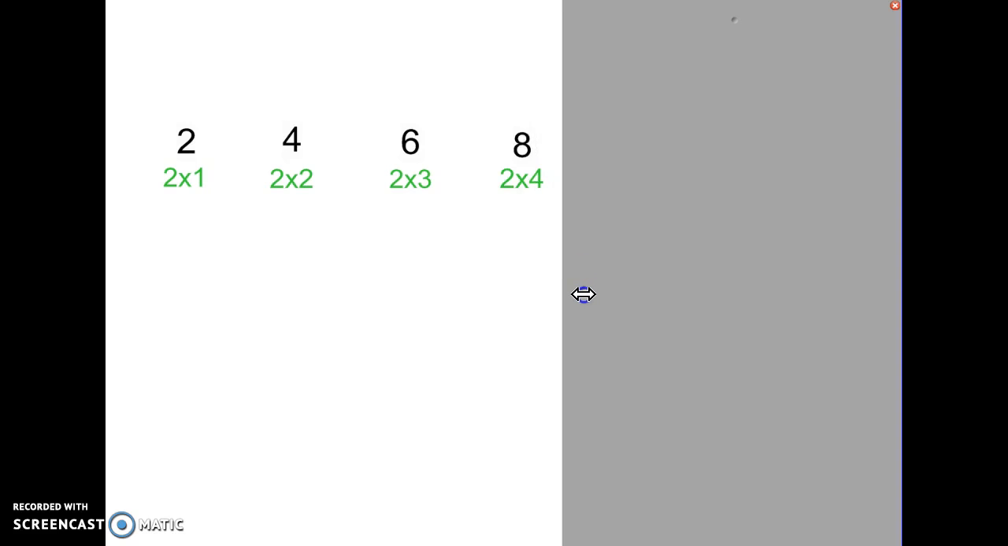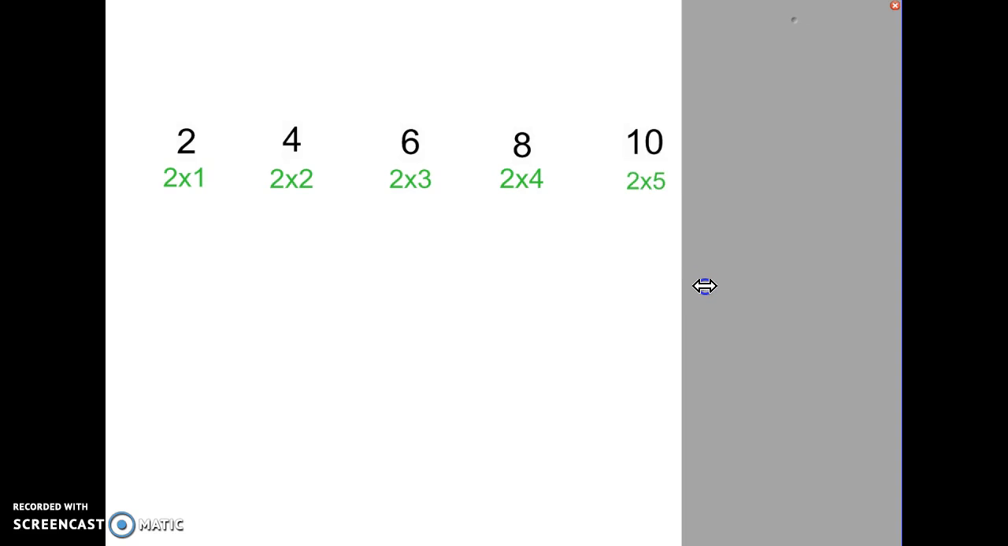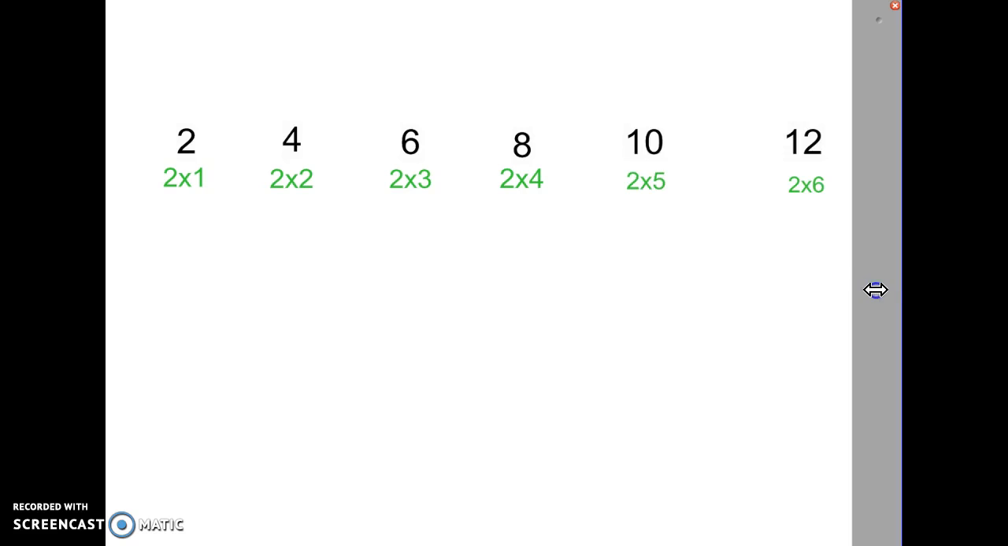That's right. I'm going to do 2 times 4 because it's the fourth multiple. So I'm just multiplying it by 4. It's 4 groups of that 2. The fifth multiple is going to be what? 10. And finally, the sixth multiple, of course, is 12 because I'm taking 2 and I'm multiplying it by 6.